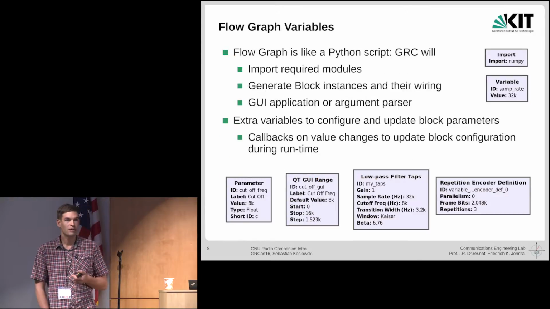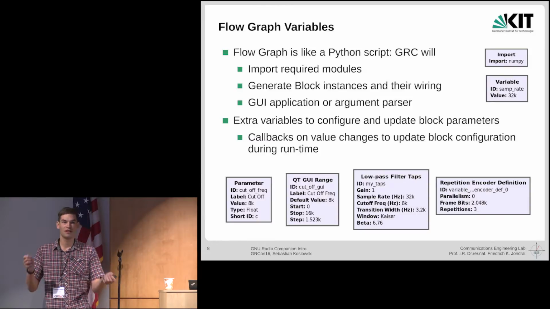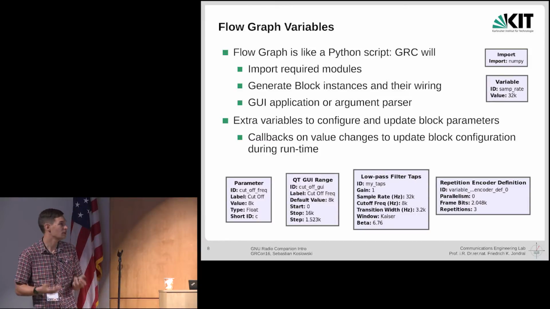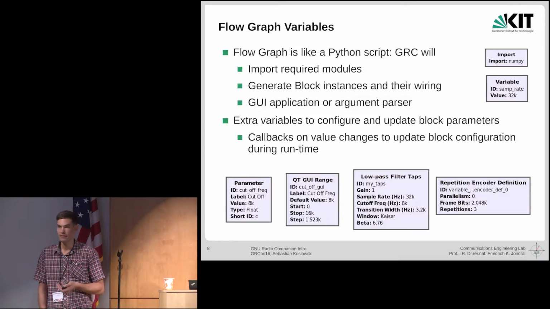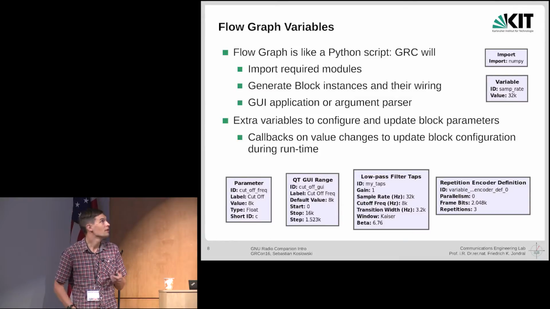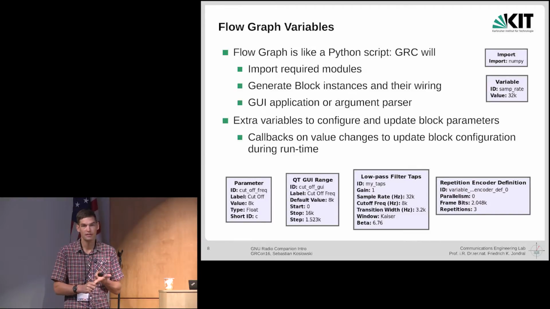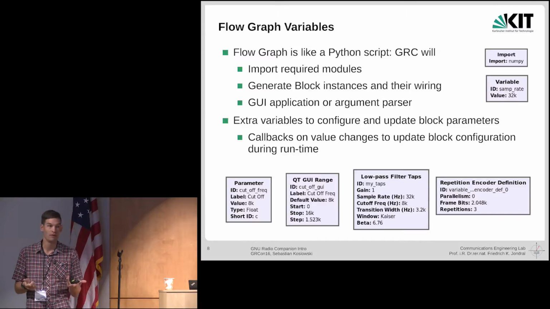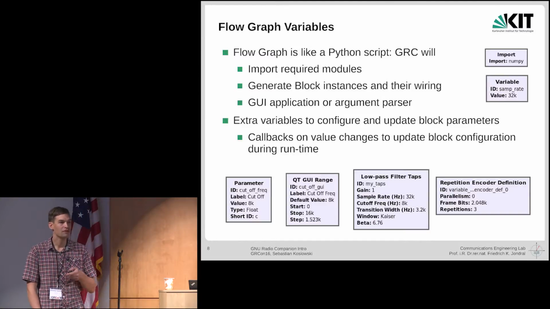The next concept I want to talk about is what kind of makes this more than just connecting stuff and just generating code. And those are flow graph variables. So what we're basically doing here is we import required modules, we generate block instances, we connect them up, and then we hit run. This is what the generated code does.